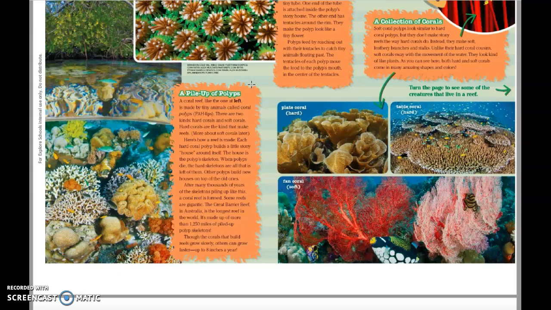If you were thinking like me, you might have realized that a coral reef is quite literally a pile of polyps. Like they're saying, it's made up of millions of them, sometimes up to miles long. That is a lot of polyps, a real big pileup.